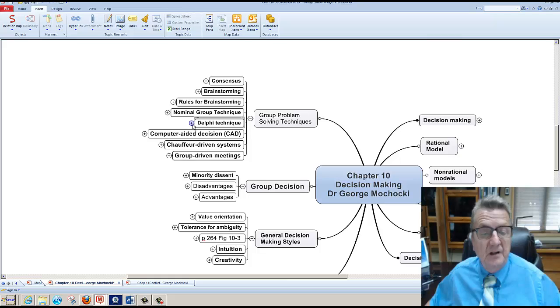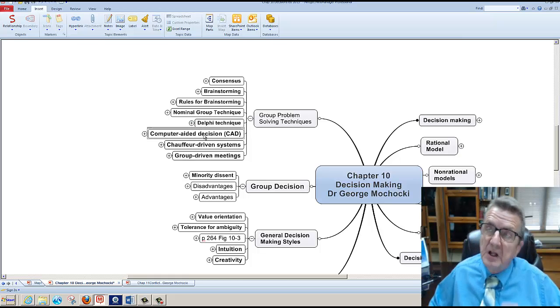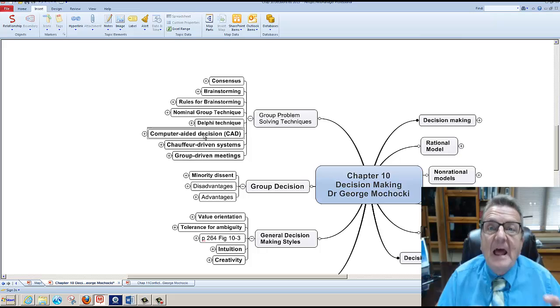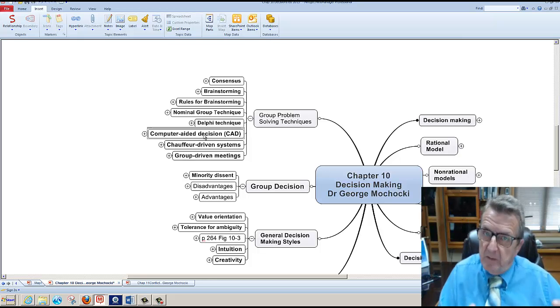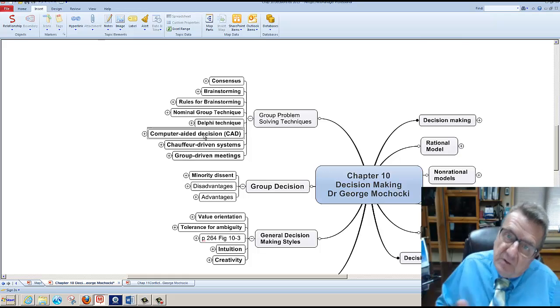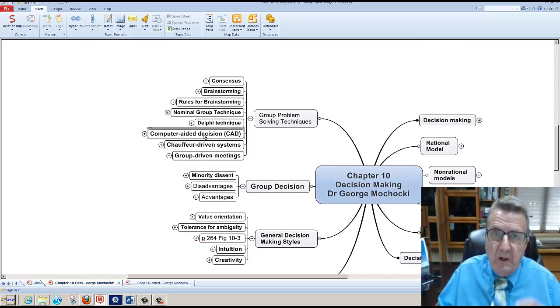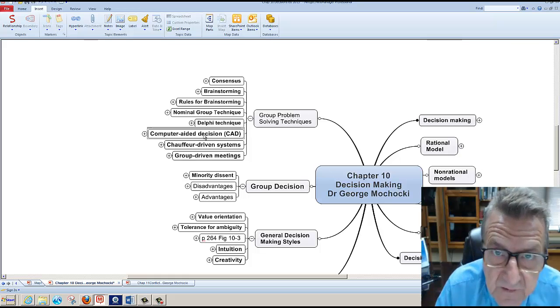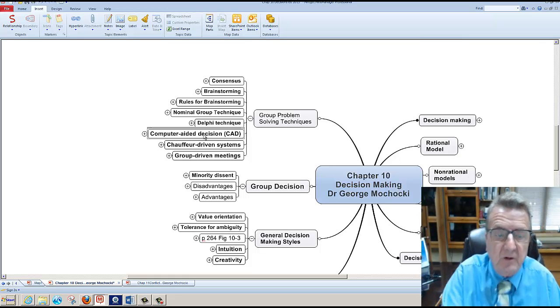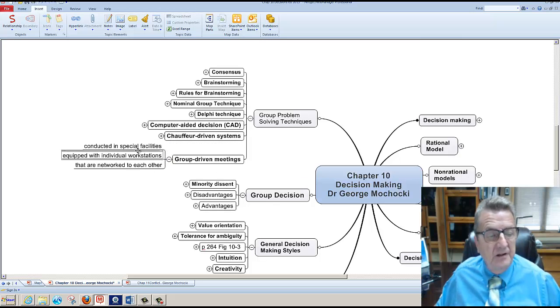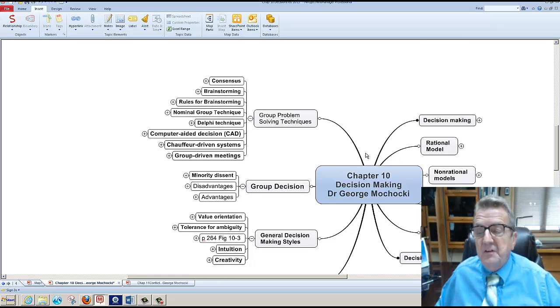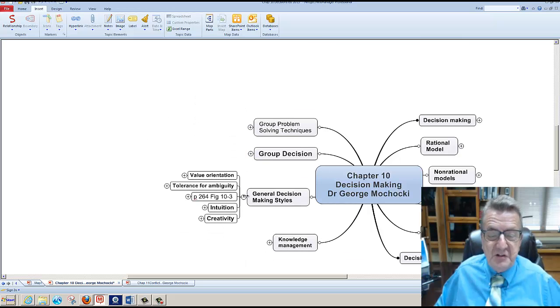Nominal group technique. Delphi technique. Computer-aided decision. Computer-aided decision helps me, but I still have to make the ultimate decision. It takes all this information and gives me a probability of which decision should go well. Remember, it's garbage in, garbage out, or information in, information out. I can't put my experiences or my intuition into it. That's where the group has to come in. Then group-driven meetings: conduct them in special facilities, equip individual workstations, and make sure they're networked. So this is basically how to make decisions in a group.